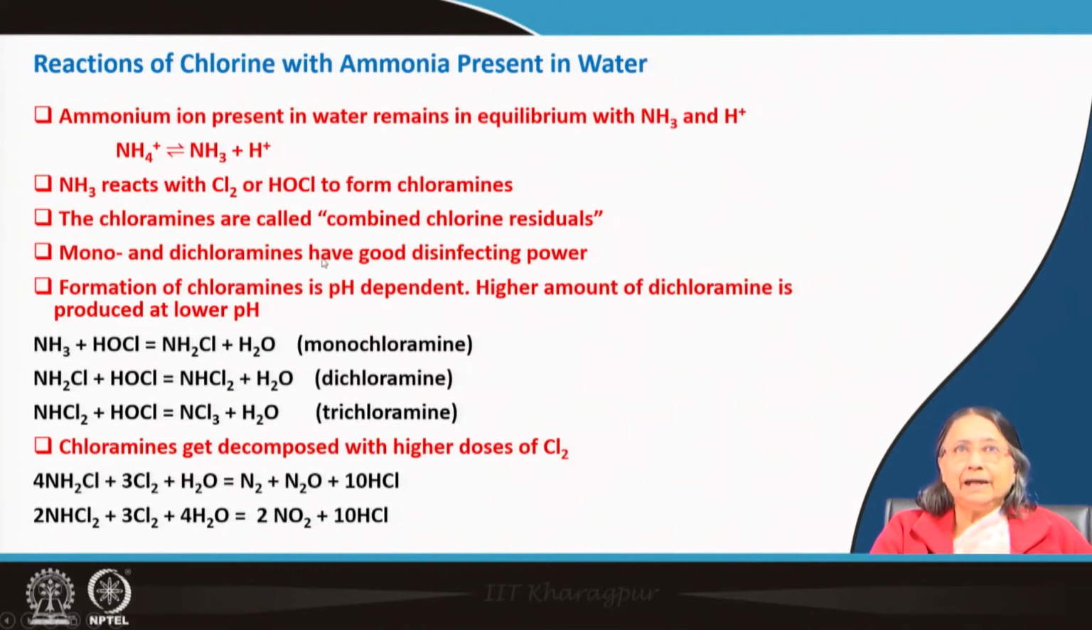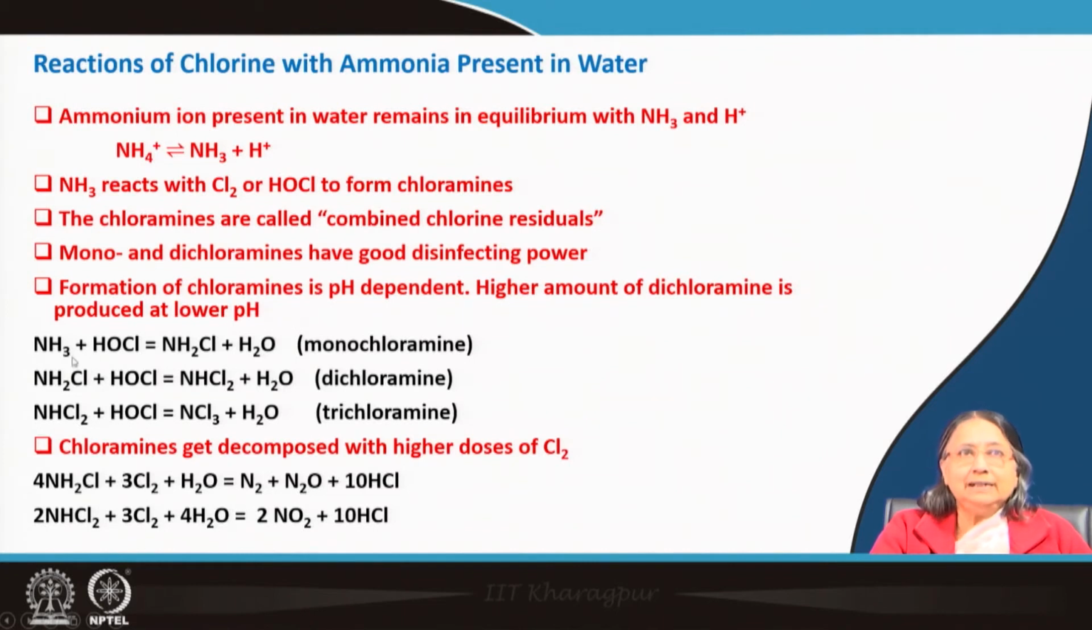Mono and dichloramines also have good disinfecting property, but not as good as the free chlorine residuals. They are not as good, but still they have disinfecting power. Formation of chloramines is also pH dependent. So, pH has a major role here. You have seen that in chlorine chemistry, and here also you will see that it has a great role. A higher amount of dichloramine is produced at lower pH.